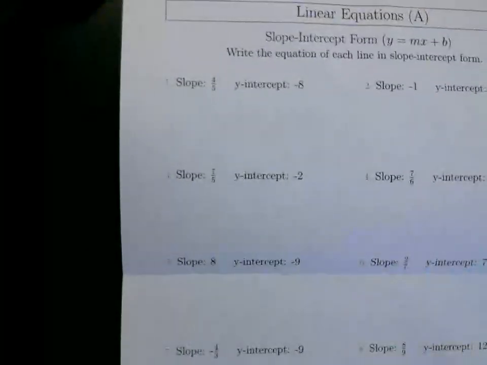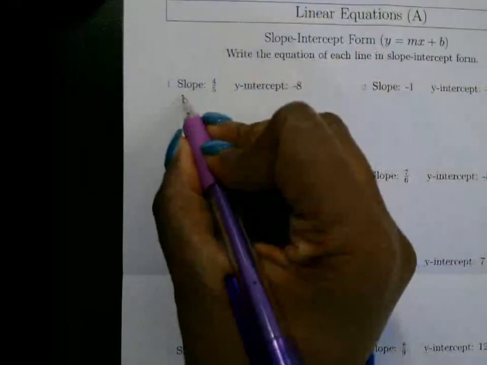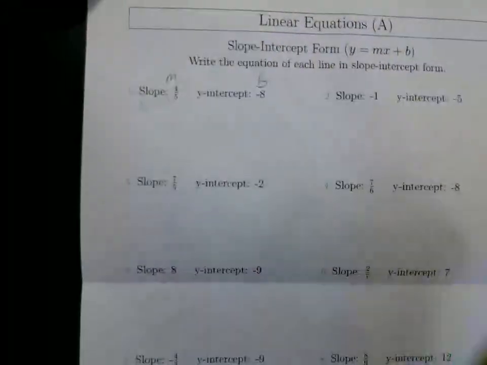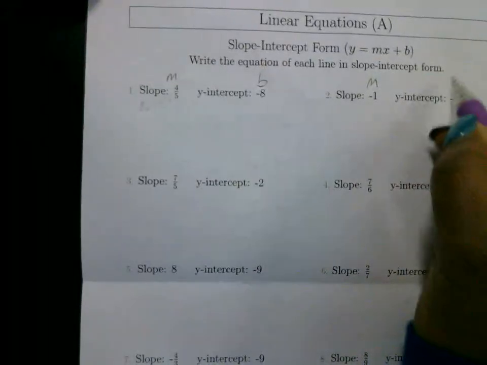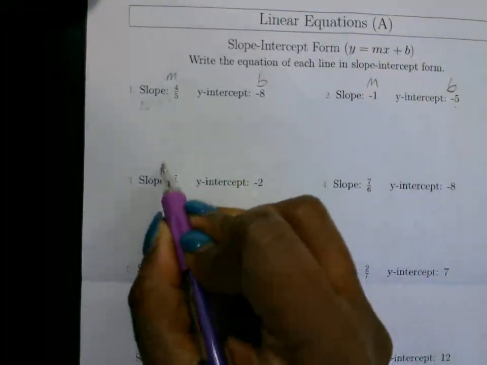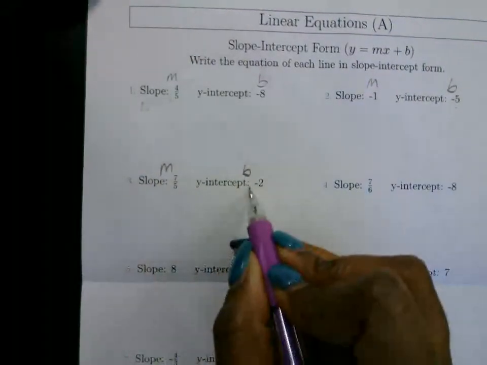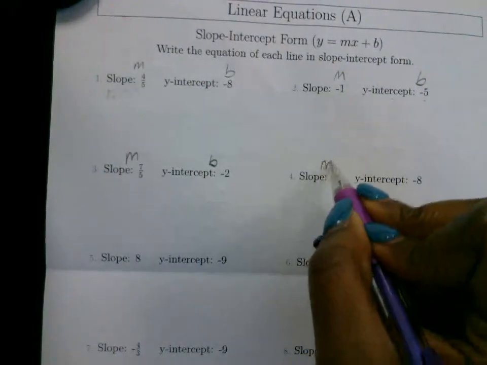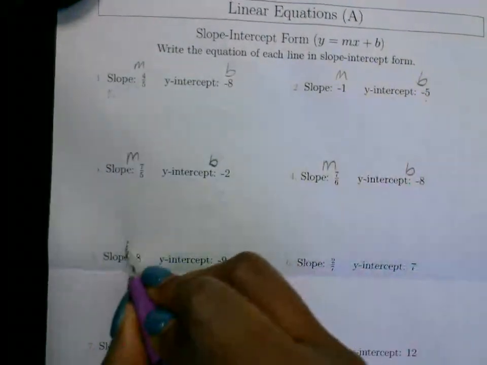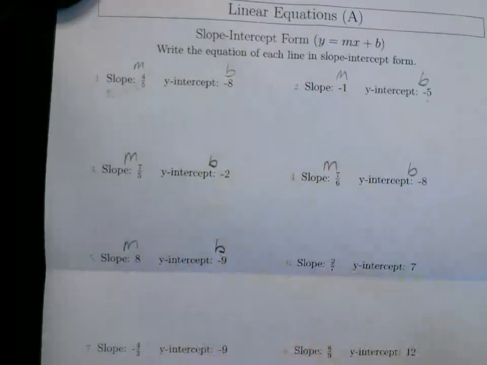All right, let's open the page back up. So now we're going to write these linear equations. They give us m. They give us b. This is m. This is b. This is m. Y-intercept, that's b. This is m. Rise over run. This is b. Y-intercept. This is m. This is b. This is m. This is b. Okay.